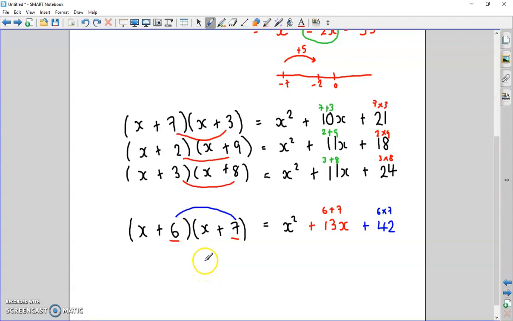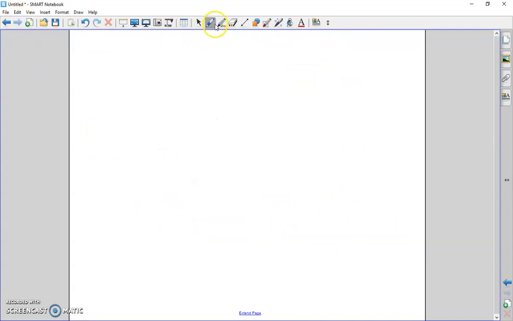There's no shortcut for that. Okay. So it's a great shortcut, but it's more than a shortcut. It means that we can actually reverse this process. We can factorize and we can go back to brackets. If I get a fresh page, because we are supposed to be factorizing.